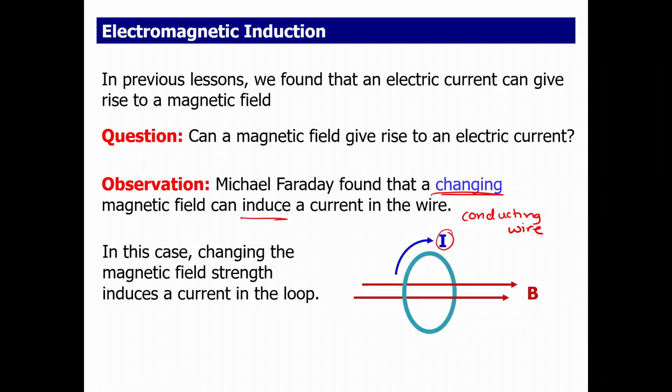So there's different ways to do this. In this case, we were looking at changing the magnetic field strength. If we make the field stronger or weaker, if there's any change in the strength of that field, then there will be a current in the loop.